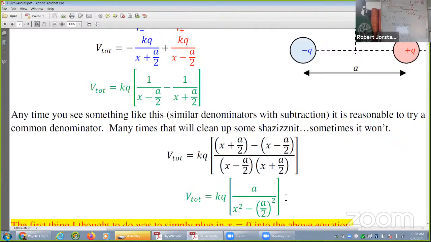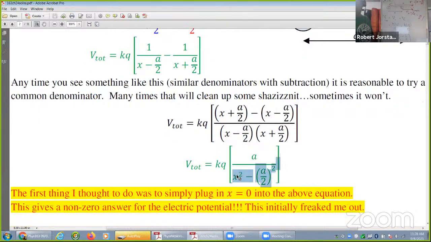So I was doing this problem, and look at this. When I plug in X equals 0, the electric potential is non-zero. Do you see that? So again, if you plug in X equals 0 in this equation, do you agree the answer is not 0? That's a problem, because if you have a minus charge here and a plus charge here, what should be the answer when you're right at the middle? V equals 0, right?